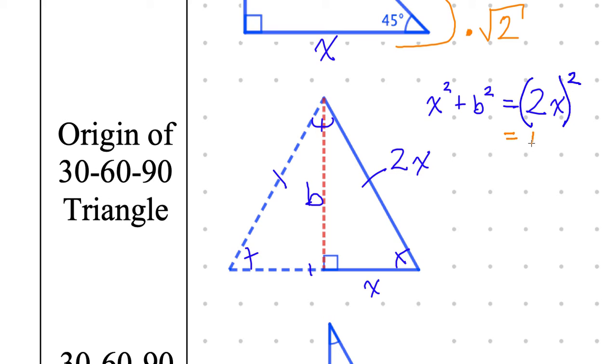Wait, what am I doing? Square 2x. Square the 2, square the x. So you're gonna square, right? And then the power 2 cancels off, right? No. What's 2 squared? What is 2 to the power 2? 4. Okay. And what is x squared? X to the power 2.